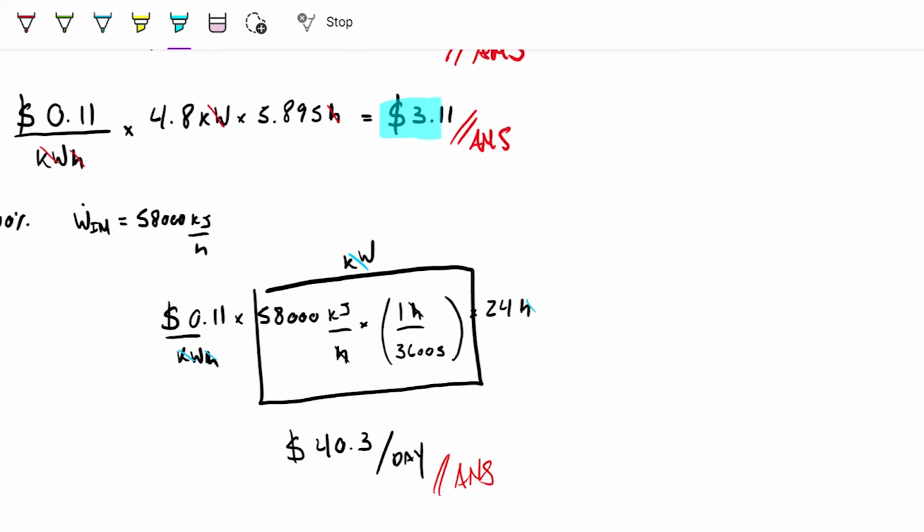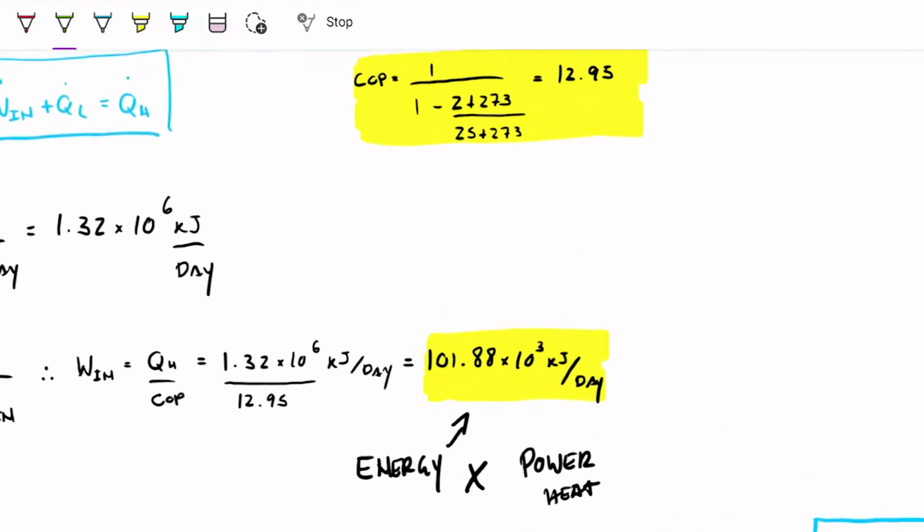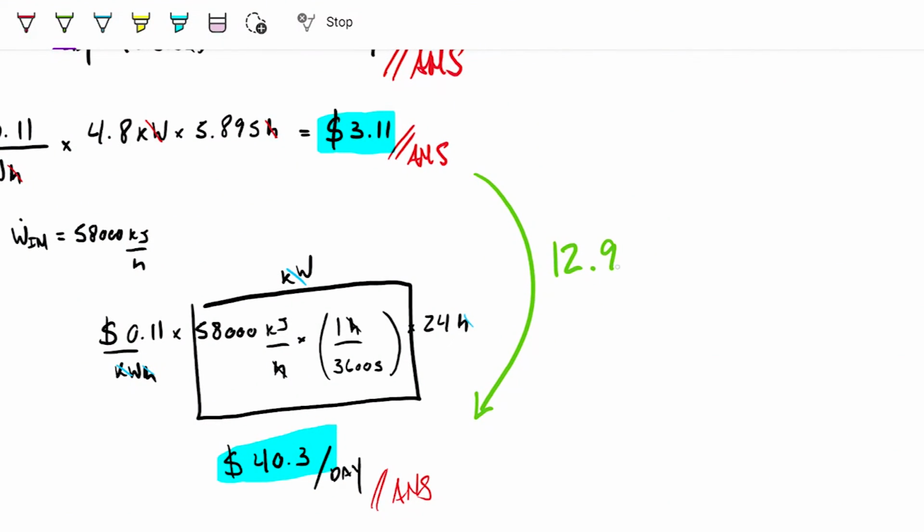The interesting thing here is, what is this difference? Well, it's exactly the 12, right? Exactly the COP that we found before. Exactly the 12 point, what was the COP we found? 12.95, right? So if we didn't have that, you know, for every dollar we get 12, obviously we need to pay 12 times more to be able to keep our house warm under the same conditions if we don't have the heat pump and we're instead using electricity directly.